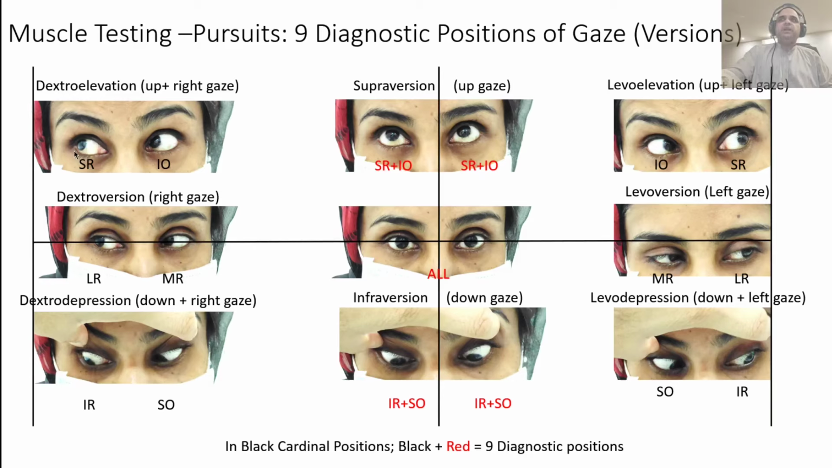So when you're looking upwards and towards the right, it's called dextroelevation. When you're just looking towards the right, it's called dextroversion. When you are looking down and right, it's called dextrodepression. Similarly, looking up and left, levoelevation; looking to the left, levoversion; looking to the left and down, levodepression. Looking up, supraversion; looking down, infraversion; looking straight is straight ahead. All your muscles are working to hold the eyeball in a straight ahead position.